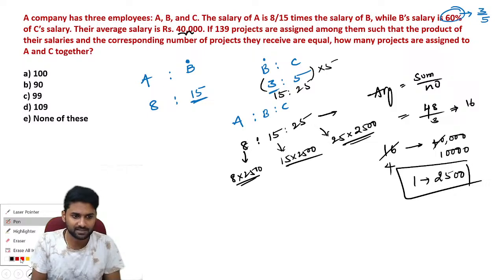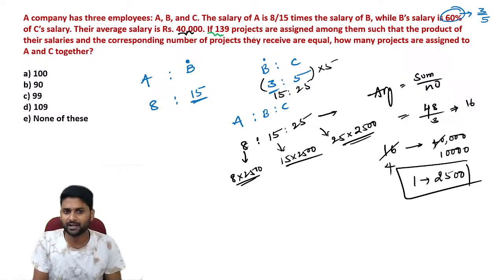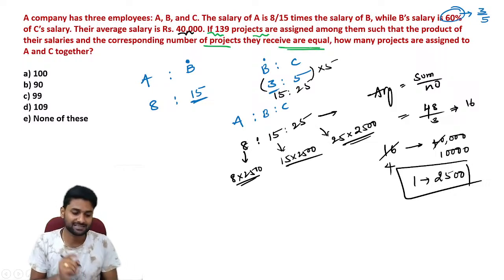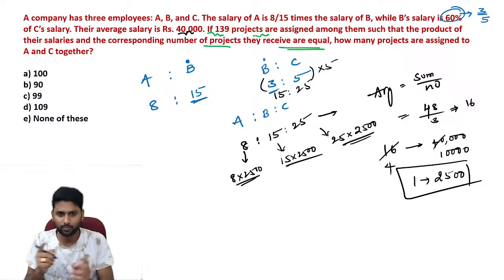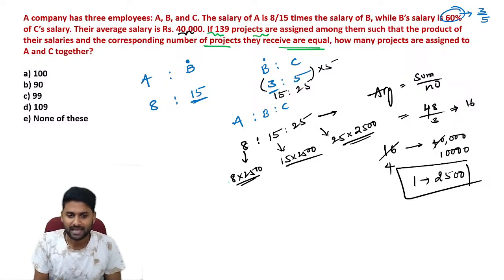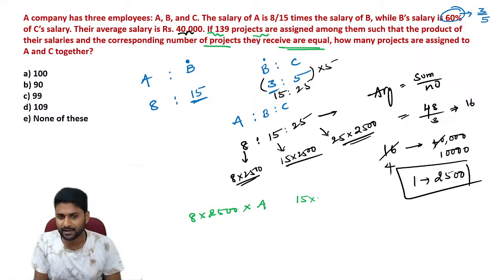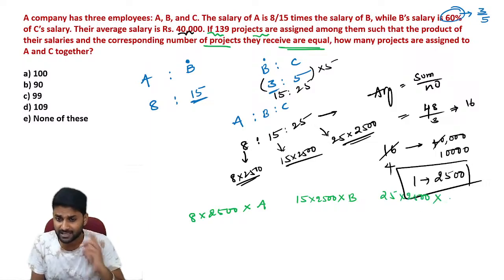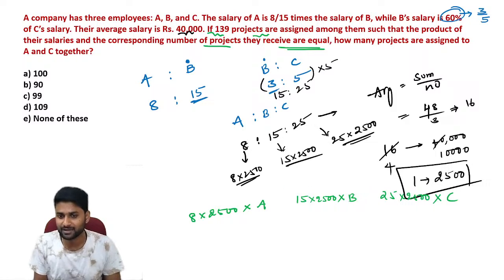Now we have another comparison. See this comparison. If 139 projects are assigned such that the product of their salaries and the corresponding number of projects they receive are equal. Now observe, guys. The amount of A is 8 into 2,500, and let us assume that A got A number of projects. B's amount is 15 into 2,500 and B got B number of projects. And C got 25 into 2,500 and C got C number of projects. And they clearly mention that all are equal.